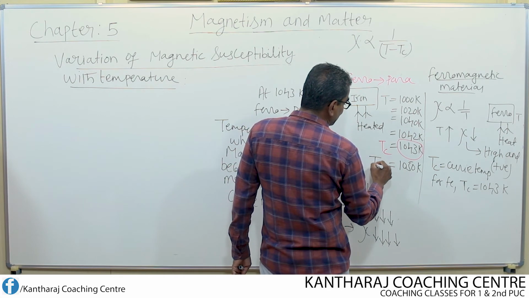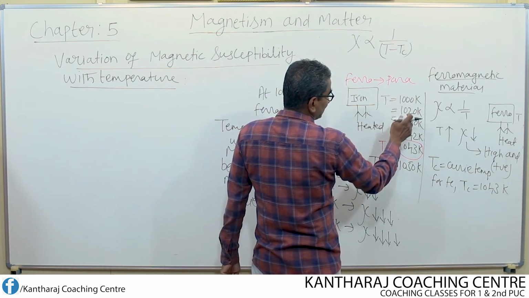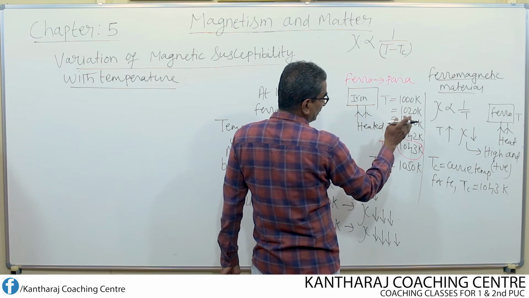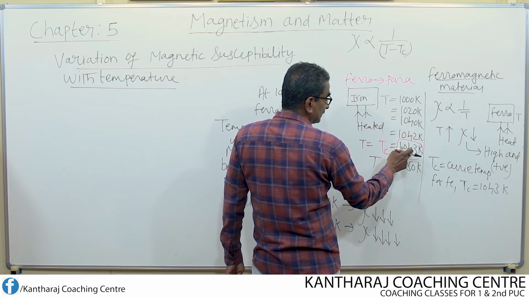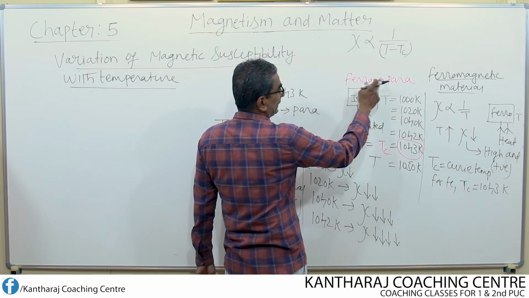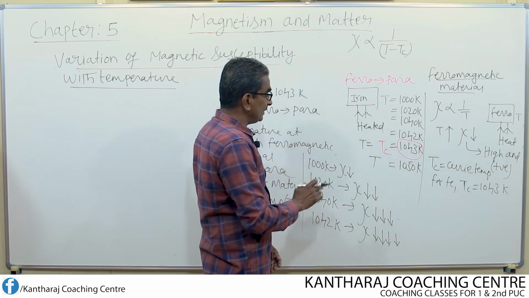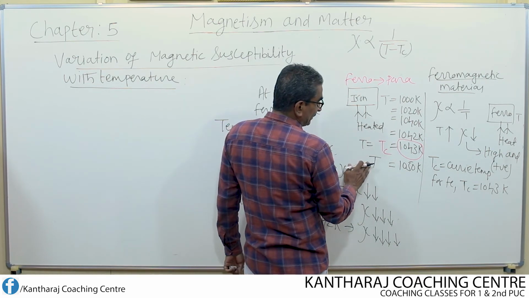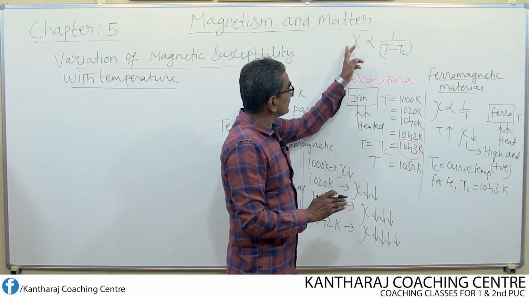So what is the temperature to which I heated? Initially 1000, 1020, 1040, 1042, 1043. I heated this to a temperature 1043. At this temperature, ferro became para. That's why I call this temperature Curie temperature. Let us go beyond this. Now I increase this to 1050 Kelvin. How does the susceptibility vary?